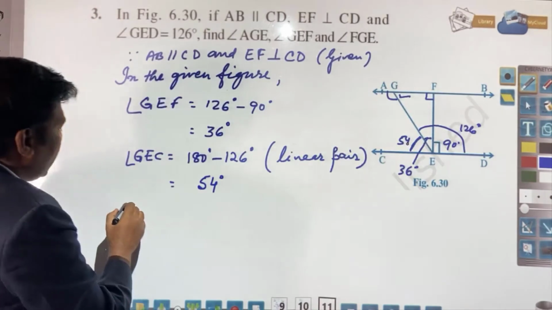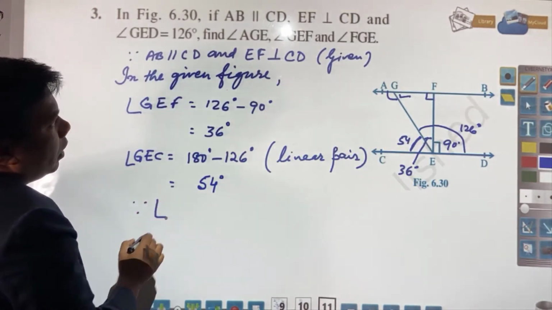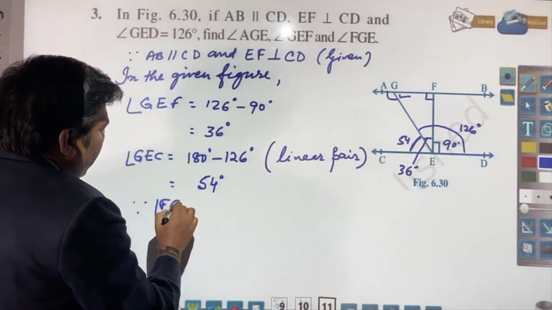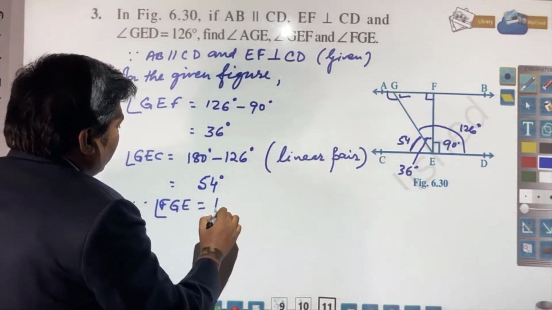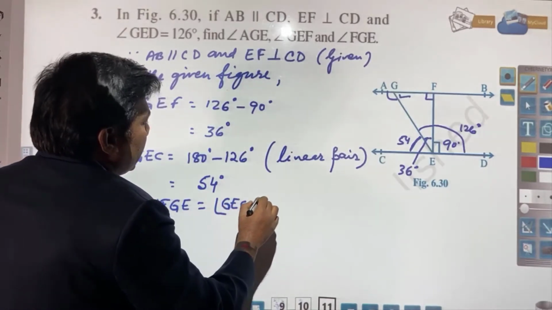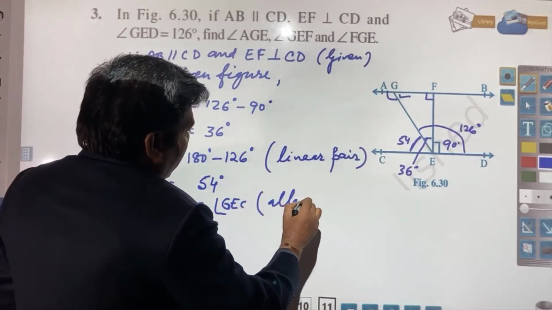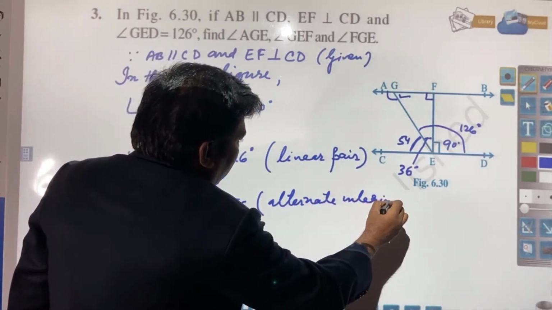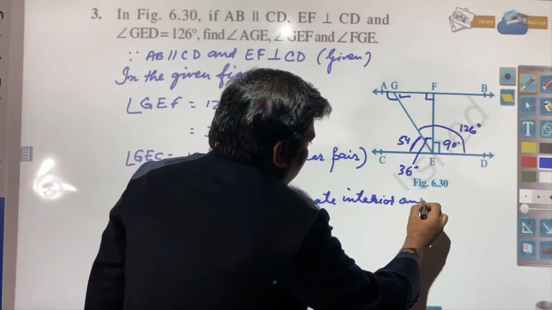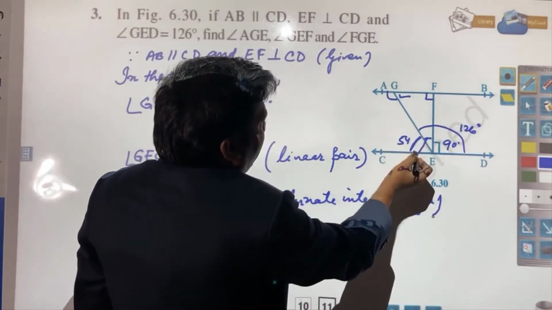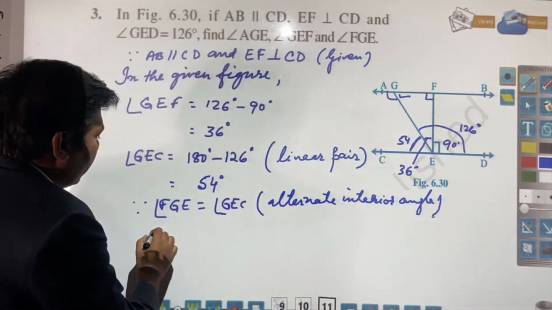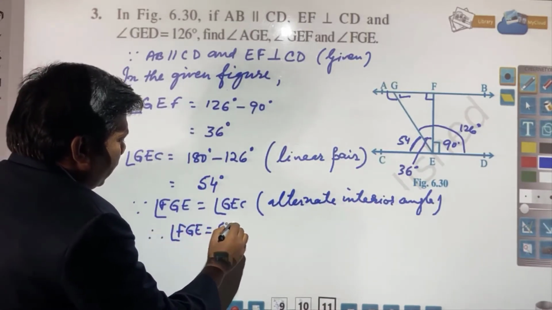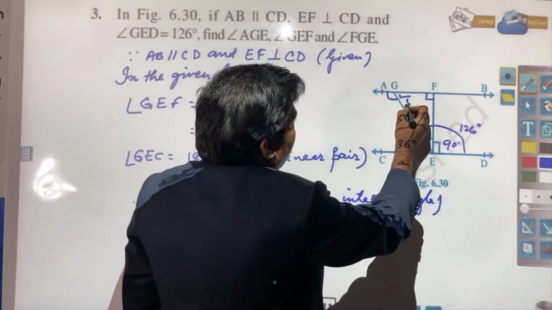And here you write, since angle FGE will be equal to angle GEC, alternate interior angle. Here you see both angles will be alternate interior angles, and therefore angle FGE will be 54 degree. So this you have got, 54 degree.